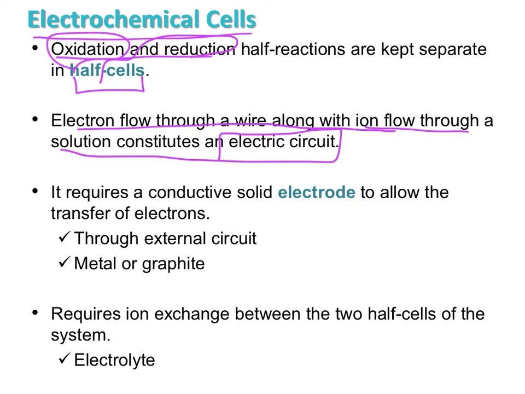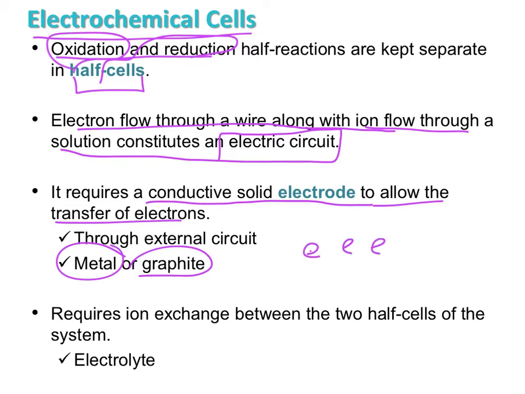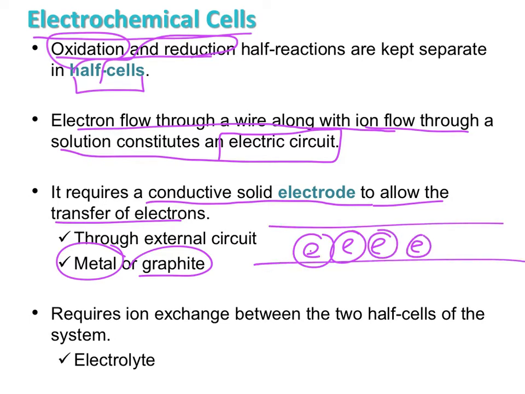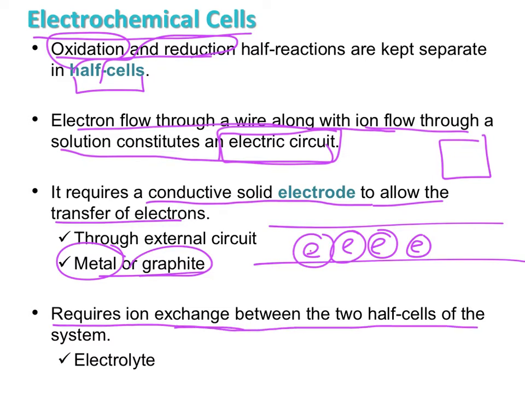You need a conductive solid electrode in order to allow these electrons to be transferred. So you need some sort of metal or some sort of graphite that will allow these little electrons to flow. Remember that image where they were flowing? You just need something that will conduct that. And you also need an ion exchange between these two half cells. Remember we said it's like a circuit, meaning you need it to be closed off. So it also requires your ions to be exchanged between these two half cells.